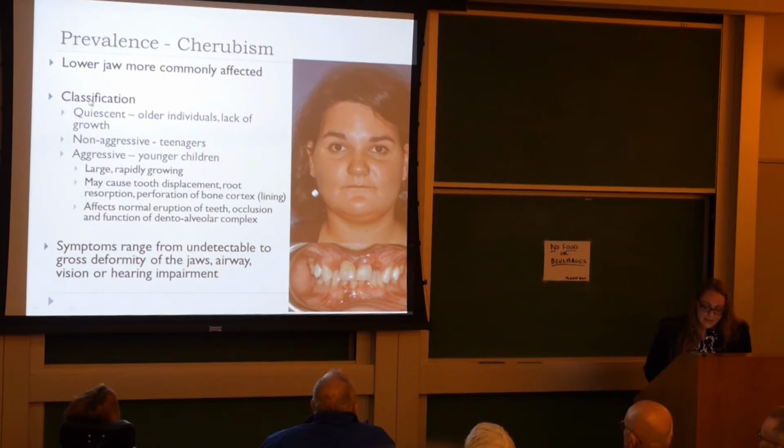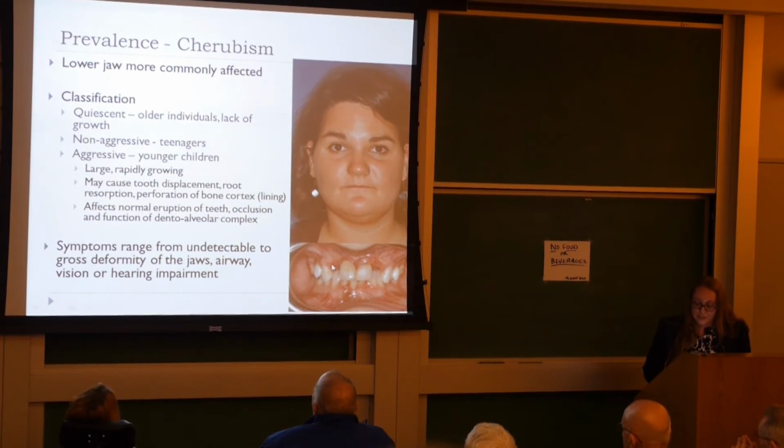There are 3 different classifications of cherubism. The first is quiescent, which means that the growth has ceased or stopped, and this usually is seen in older individuals. Then there's non-aggressive, typically seen in the teenage population, and aggressive in younger children, and this is usually where you see the large, rapidly growing disease, and it may cause things like tooth displacement, root resorption, or perforation of that cortical lining of bone, which is the shell we were talking about. And it can affect the normal eruption of teeth as well as your bite. And so here in this patient, she had quiescent cherubism when we saw her, but you can still see some residual bilateral facial expansion.